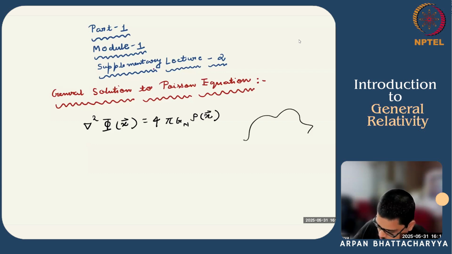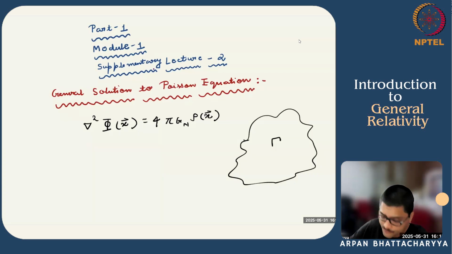So let's draw it, and we denote the region by gamma and denote the boundary all the way through this by delta gamma.